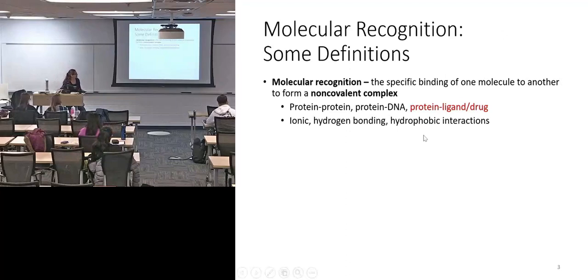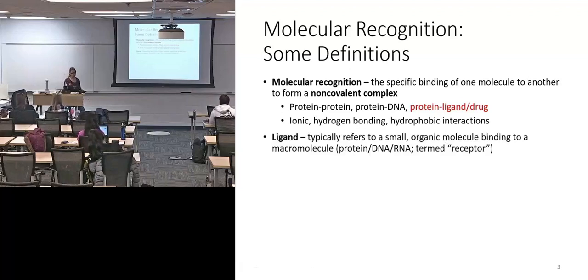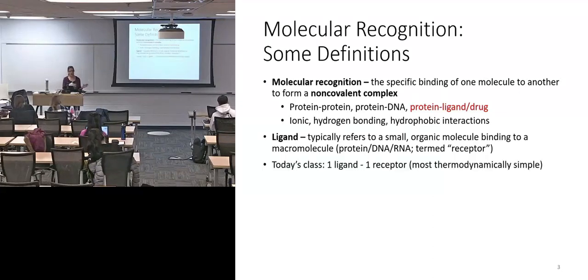Okay, so some of these interactions might be hydrogen bonding, ionic interactions, hydrophobic interactions. The ligand is our small organic molecule binding to the bigger molecule. And in this case, for the bigger macromolecule, we're generally going to use the lump-sum term: the receptor. So the protein that the drug is binding to is the receptor for that drug. Okay? For today's class, we're talking about one ligand, one receptor, the most simple case, one-to-one binding.